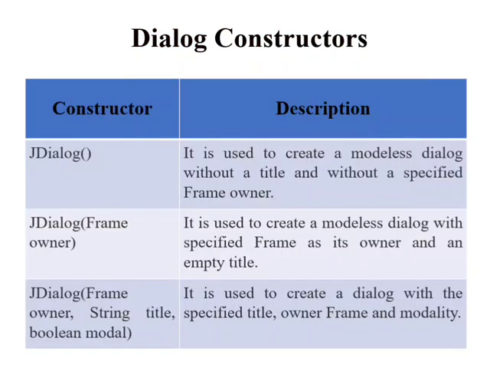JDialog() is used to create a modeless dialog without a title and without a specified frame owner. Next one is JDialog(Frame owner). It is used to create the modeless dialog with the specified frame as its owner and an empty title. Next one is JDialog(Frame owner, String title, boolean modal). It is used to create the dialog with the specified title, owner frame and modality. This is the dialog constructor.